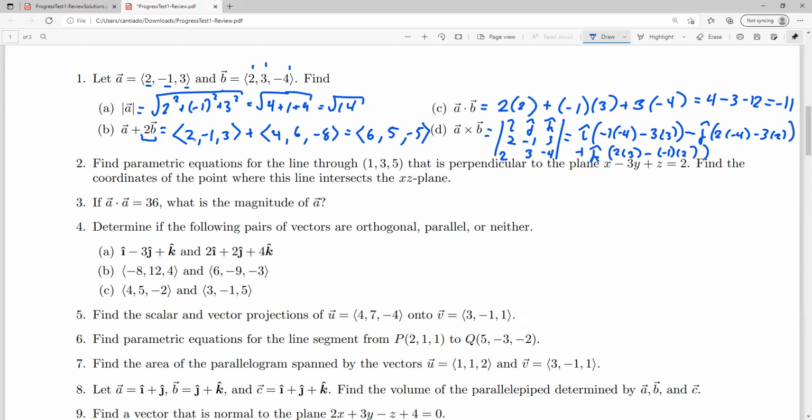If we simplify that further, negative 1 times negative 4 is 4. So let me write this: i hat times, negative 1 times negative 4 is 4. So here's 4, this is negative 9. So 4 minus 9 is negative 5. Let me write it this way.